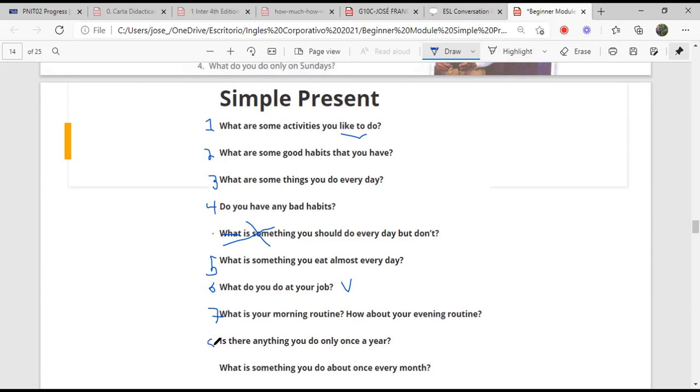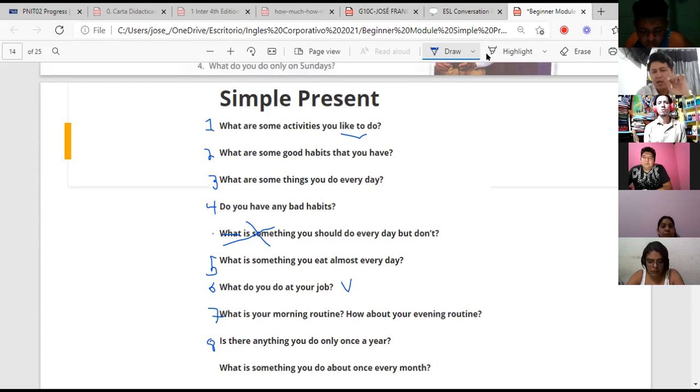Number eight, is there anything you do only once a year? Think about that. Algo que usted hace solamente una vez al año. Maybe take your vacations, right? Or maybe travel with your family to the beach, you can say, right? Quizás tomarse vacaciones, right? You may say that. Or celebrate your birthday. Si celebra cumpleaños, it's only once a year, right?